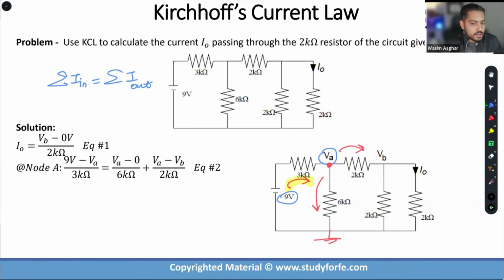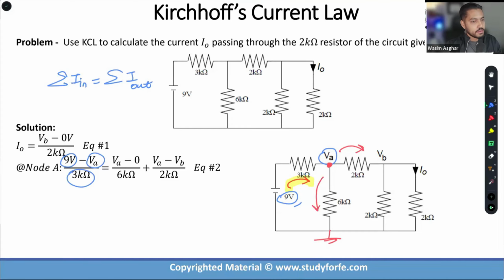So the only current that is entering is from 9 volt to VA. So 9 volt is the higher voltage. VA must be the lower voltage because of this direction that we have assumed. It is not necessarily the right direction. We'll figure that out once we get the answers at the end, right? But this equation so far is consistent with the assumption divided by 3K.